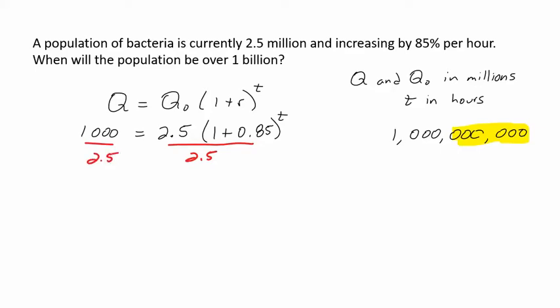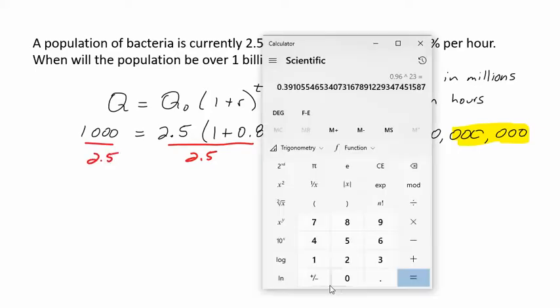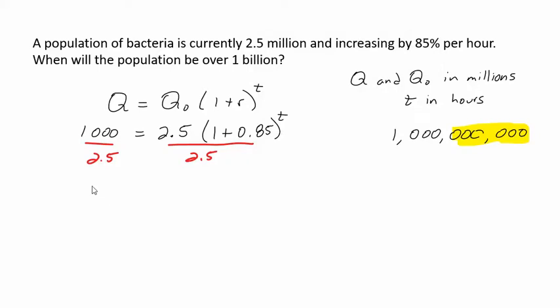So 1,000 divided by 2.5, I think that's 400. 1,000 divided by 2.5, 400. So I have 400 equals 1.85 to the t. So we've got to figure out, this is almost 2, so I'm thinking like 2 to what power is 400. So let's set up a little guess and check table over here.